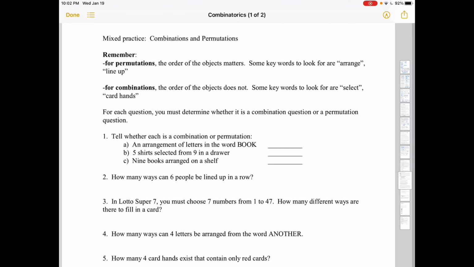Hi folks, welcome to this fifth video in a crash course in counting. So far we've dealt with the fundamental counting principle, factorial notation, permutations, and combinations.